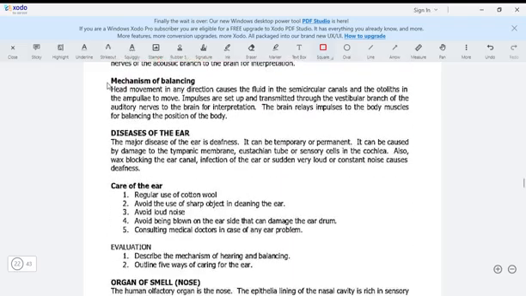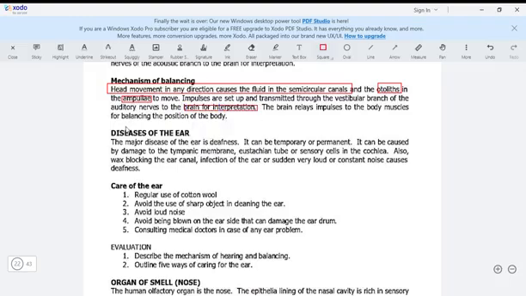Then balancing. How does balancing take place? Head movement in any direction will cause the fluid in the semicircular canals and the otoliths in the ampullae to move. Impulses are set up and transmitted through the vestibular branch of the auditory nerve to the brain for interpretation. The brain relays impulses to the body muscles for balancing the position of the body.